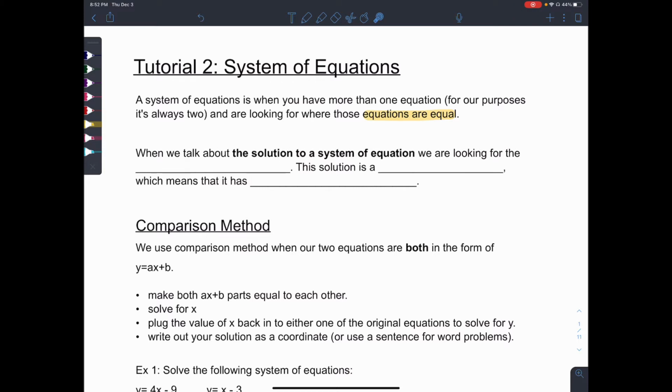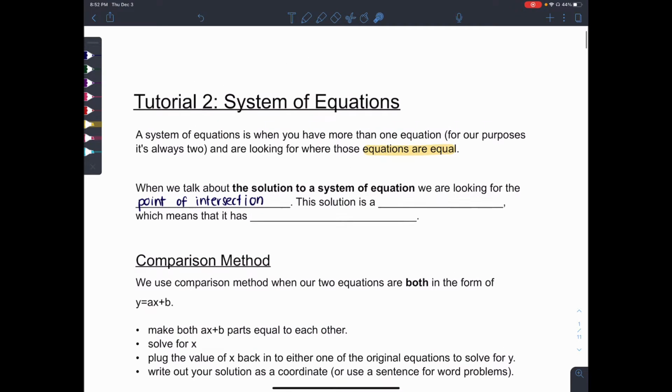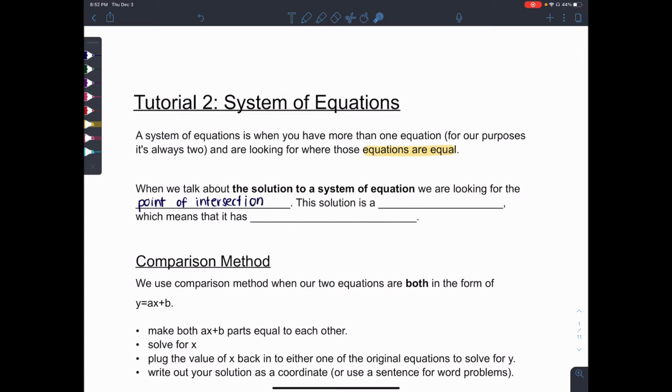So let's put that in there. So the point of intersection. And when we're talking about a point of intersection, you might be thinking, well, intersection of what? We're dealing with two linear equations. So if I was to sketch a quick little graph here, you have your x and your y, you would have your line 1, and you would have your line 2, and they intersect at this point.